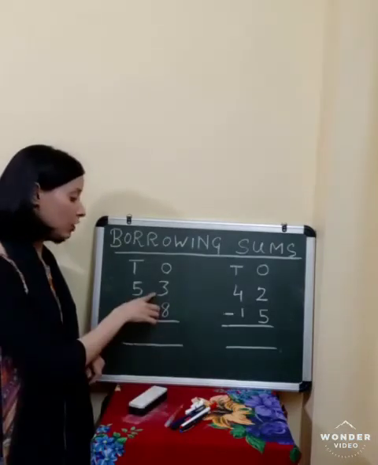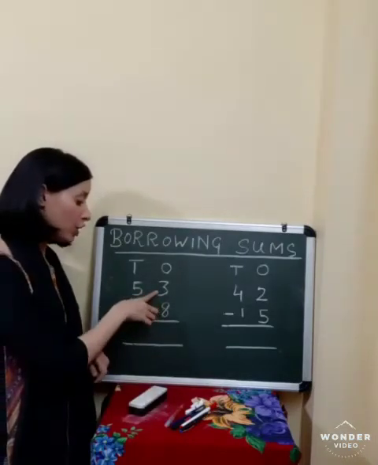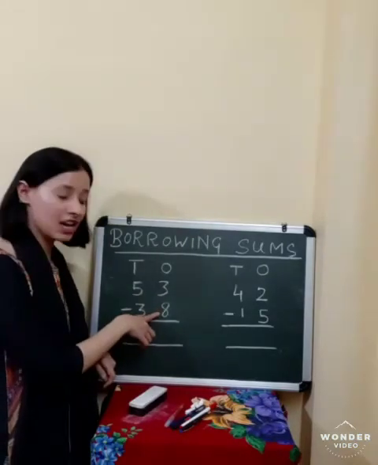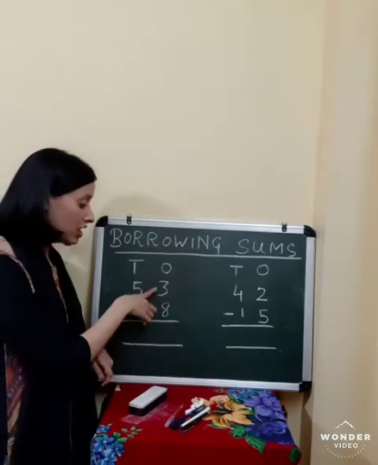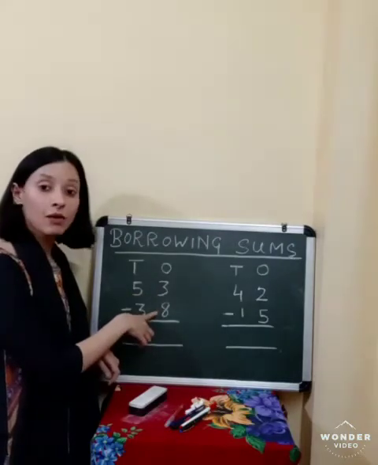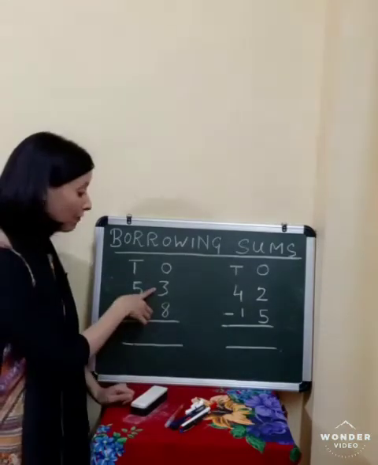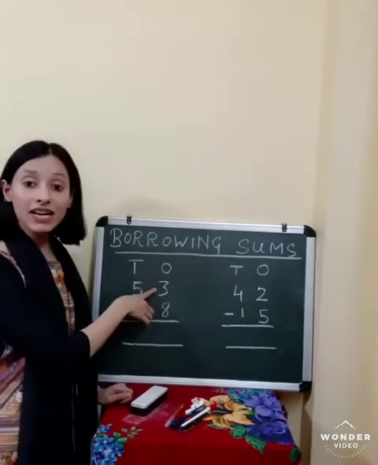Okay, you can see over here the number given on top is 3 and the number which is given down is 8. 3 is smaller and 8 is bigger. In this case, you cannot subtract. So you have to make this number a bigger number.